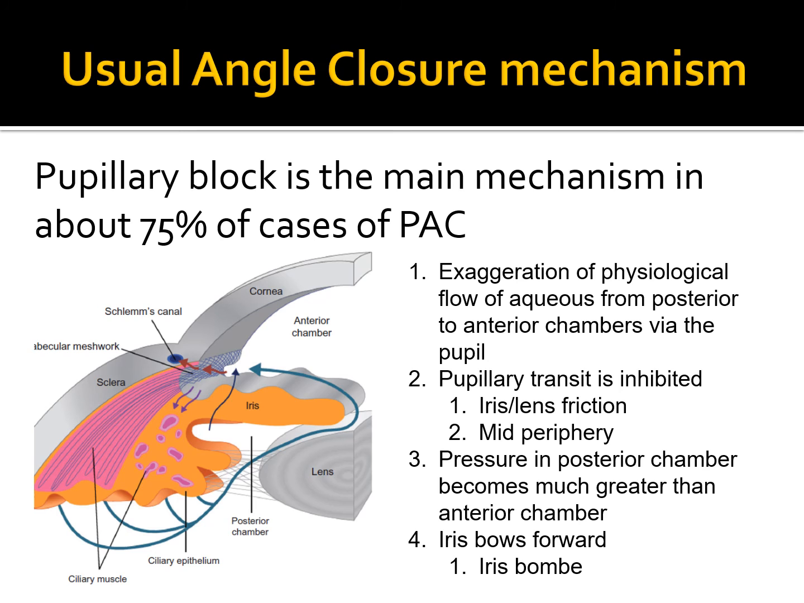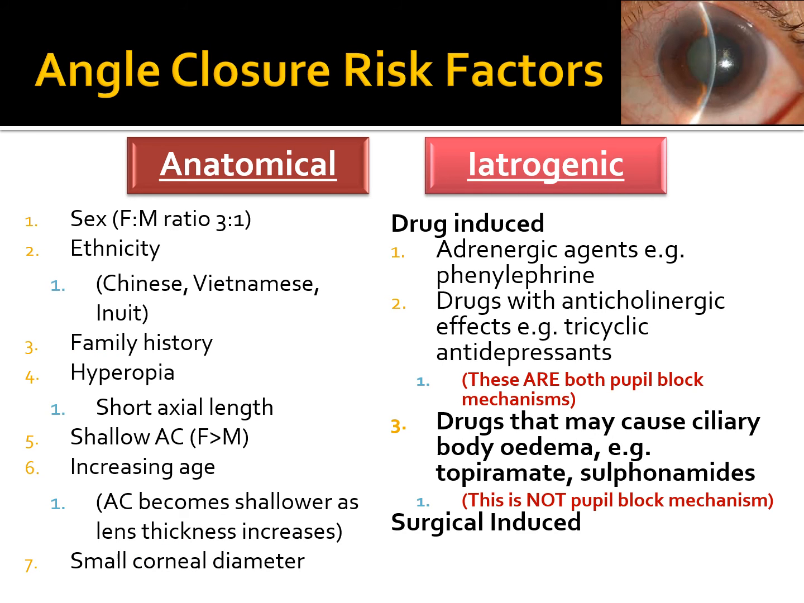So the usual mechanism, as we've already said, is where the normal flow of aqueous is disrupted, usually because the iris lens friction in the mid-periphery causes an increased pressure in the posterior chamber, bowing the iris forward, iris bombée, causing rapid and significant rises in IOP. That's the usual, and that's 75% of cases. So when we're thinking about primary angle closure, we're thinking anatomical really.